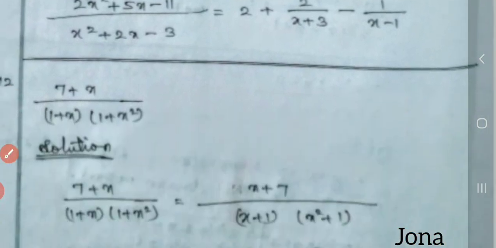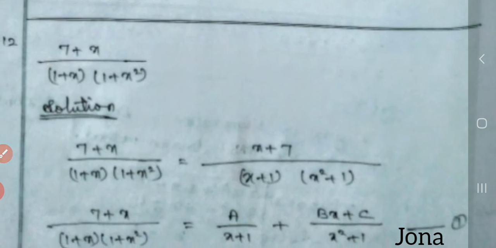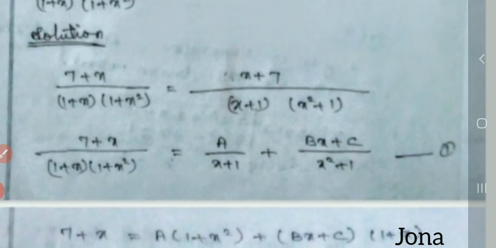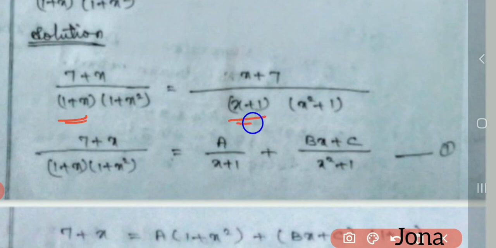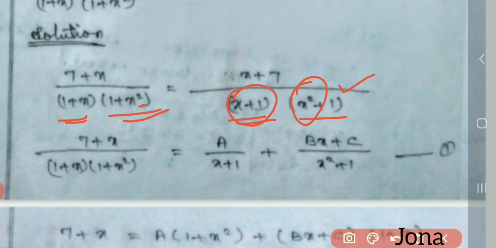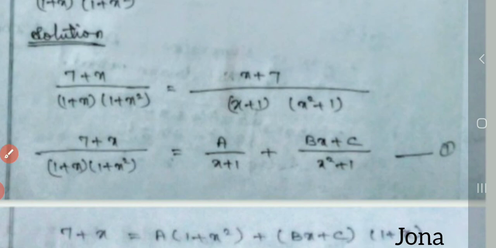Okay. The next problem, 7 plus x divided by 1 plus x into 1 plus x square. Here at the denominator, this is the ordinary part, so I can keep this as x plus 1, and here 1 plus x square can be written as x square plus 1. Okay, this is the irreducible factor, and here I have x square. So for this I want to introduce two constants as bx plus c, and here for this as usual a. So a by x plus 1 plus bx plus c by x square plus 1.